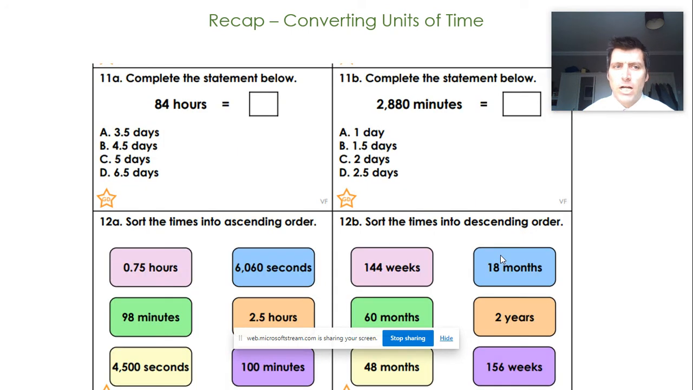Okay, guys, you can see here we've got to find what the equivalent to 84 hours is within days. Now, some of these are whole amounts of days, and we know that 1 day would be 24 hours. So see if you can work out what 5 would be. See if you can work out what 4 days would be. What would 3 days be? So multiplying the 24 hours by the number of days there.